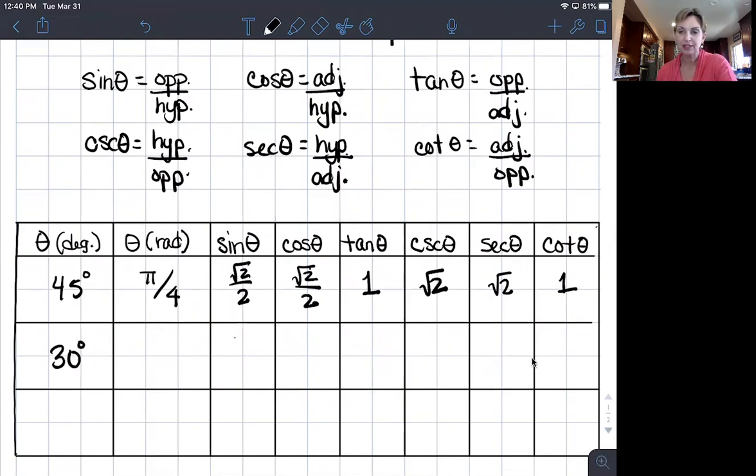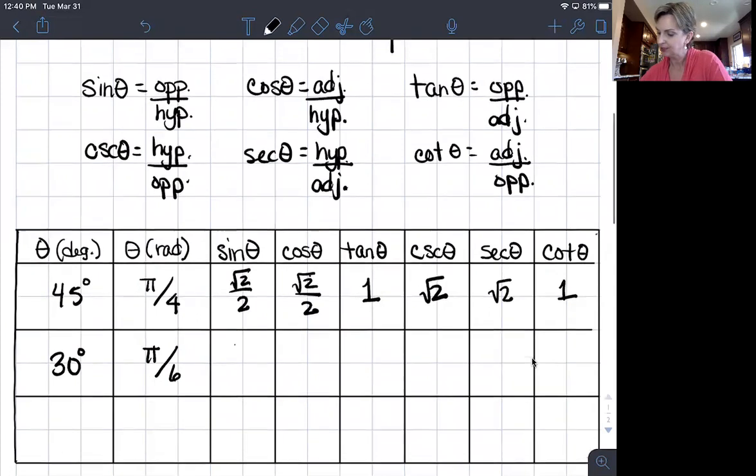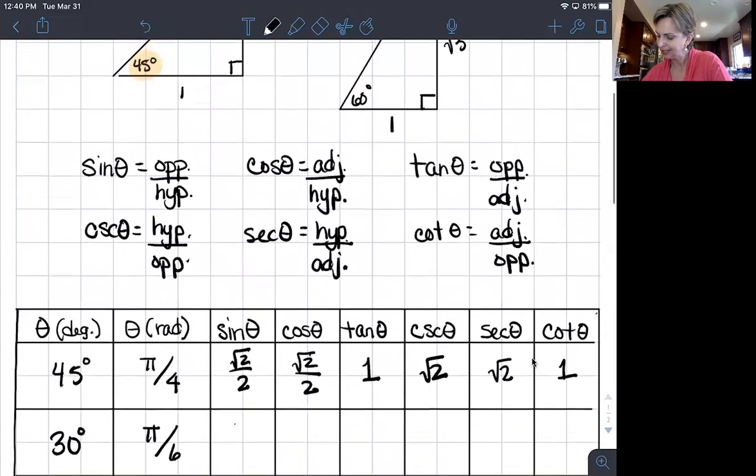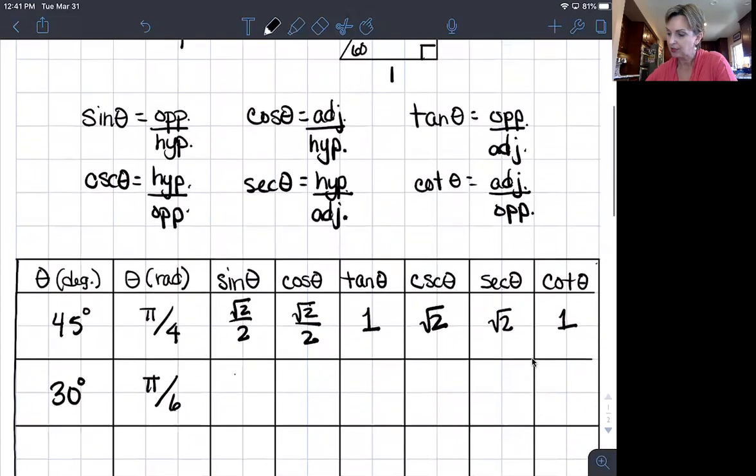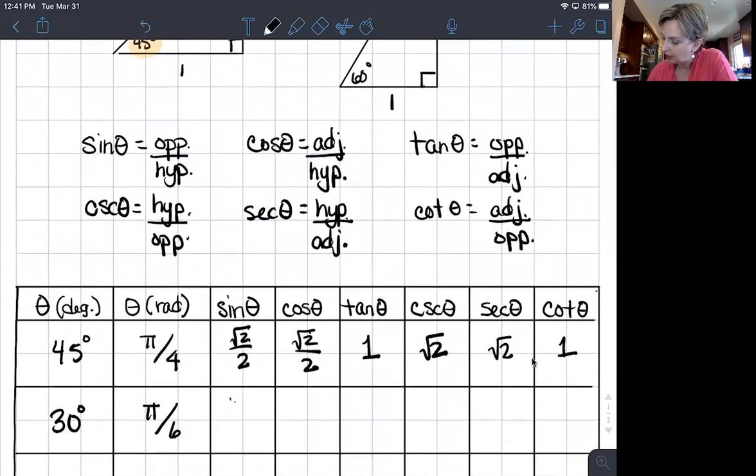And what's 30 degrees in terms of radians? Well, it's pi divided by 6. 180 divided by 6 is 30 degrees. Okay, so let's start with sine. We're going to look at our 30-degree angle up here. Here's our 30 degree. We're working with that one next. Sine is opposite over hypotenuse, and opposite the 30-degree angle is a 1, and the hypotenuse is 2. So the sine would be 1/2.